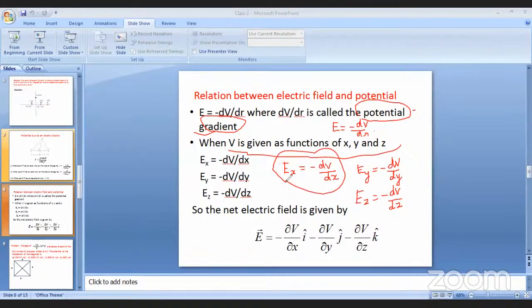So the net electric field is actually given by this equation. E equal to minus dou V by dou x i cap minus dou V by dou y j cap minus dou V by dou z k cap. That is, the electric field is written in terms of the components. So here, instead of the full complete differentiation, we are actually applying the partial differentiation dou. This is the net electric field. This is the relation between electric field and electric potential.